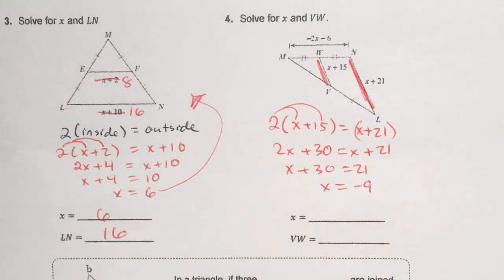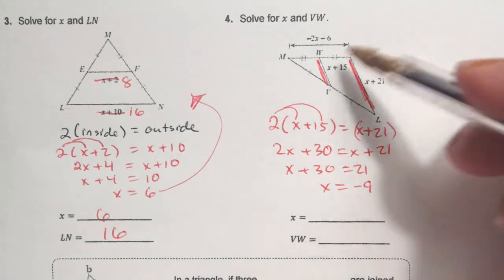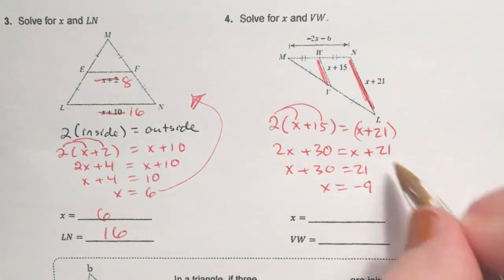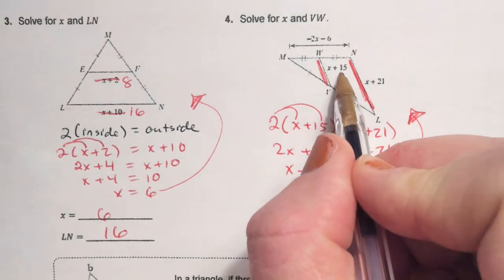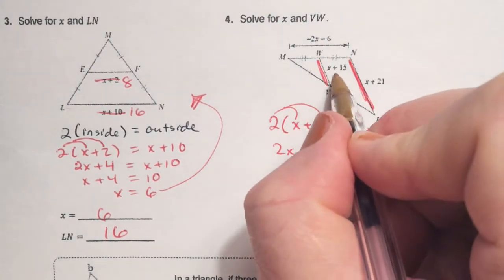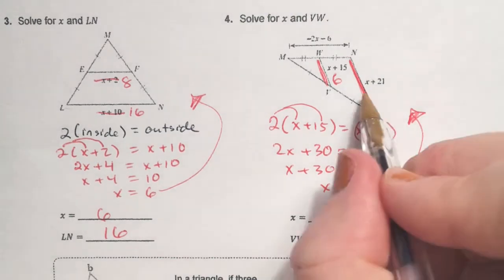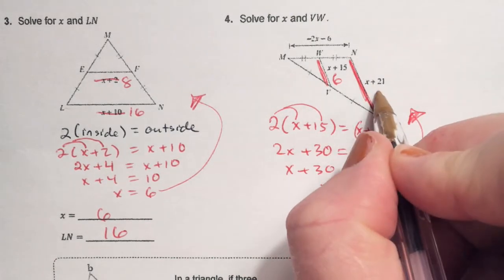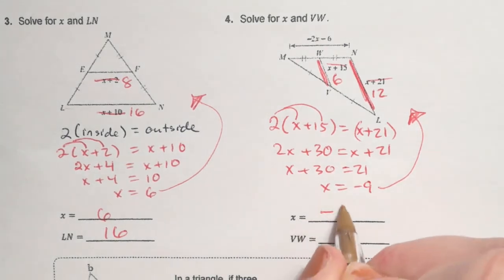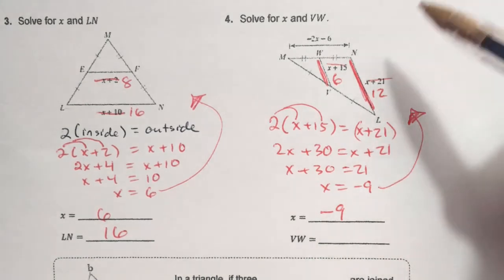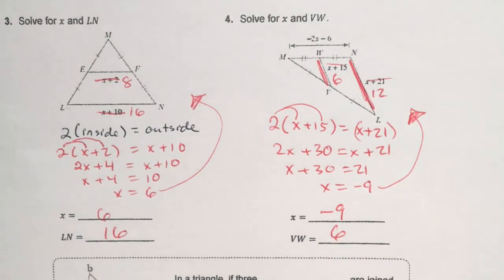You are allowed to have x to be a negative number, but a side length is not allowed to be a negative number. So plug it back in. This doesn't feel right, but when you plug it back in, it is correct because negative 9 plus 15 would give us 6. That's okay. And then negative 9 plus 21 would give us 12. That is also okay. And does it double onto the outside? Yes, it does. So I feel better about this now that I plugged it back in. So x was negative 9, and VW, here's V, here's W, that is 6.